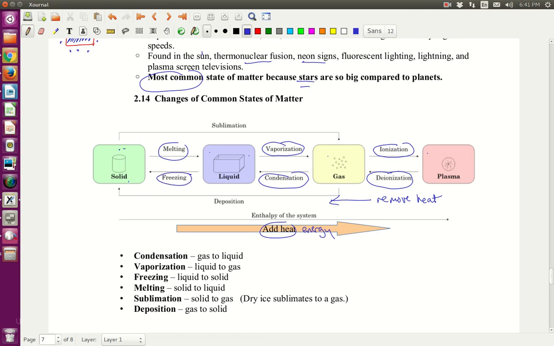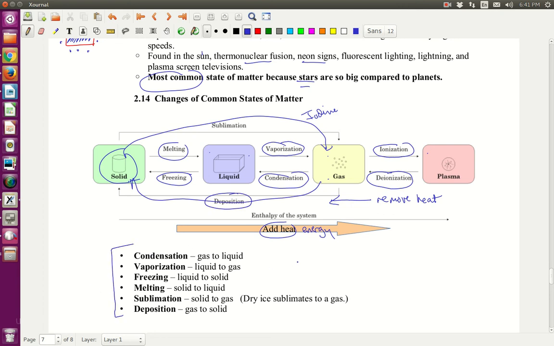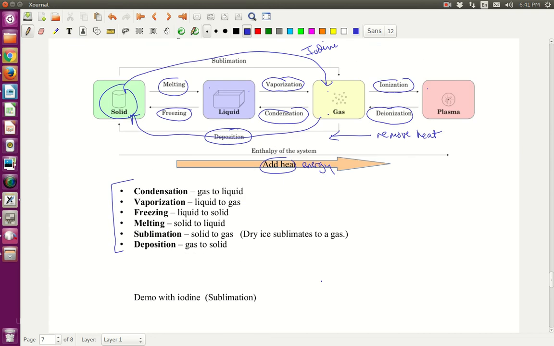Now the other thing is a solid can actually go straight from a solid to a gas, and that's sublimation, and that's my iodine demonstration. And you can also do that with dry ice. And the opposite, going straight from a gas to a solid, is deposition. So you need to memorize these terms, and we'll do a little bit of demonstrations in class.